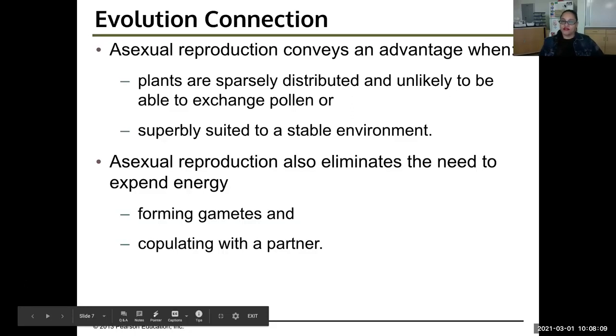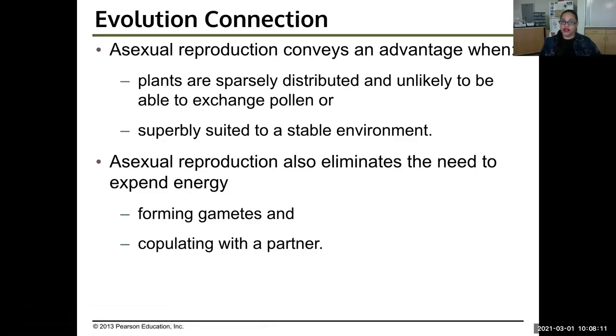Asexual reproduction conveys an advantage when plants are sparsely distributed and unlikely to be able to exchange pollen, or superbly suited to a stable environment. So there's no need to exchange sperm and eggs or pollen in this case, in plant cases. If they're already extremely suited to their environment, they can just clone themselves and live on forever.